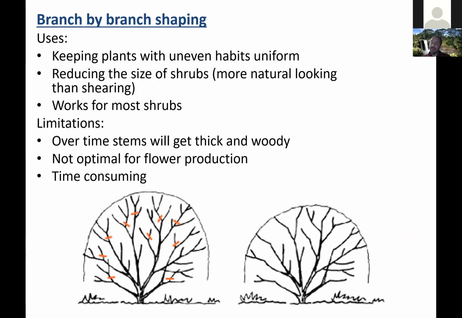However, there are some things about this that we need to keep in mind. Over time, because we're only doing pruning at the edges to bring branches back into the canopy, the main branches of the shrub get larger and larger and larger, thicker and more woody, and over time they will bloom less. So over time, it is not optimal for flower production. It's also time consuming and requires thought. Like you have to think about each one of these cuts. It's a very thought and time intensive process. So you got to keep that in mind as well.